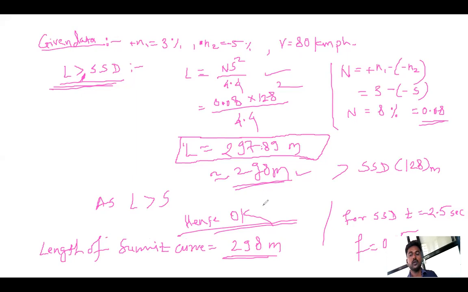If the length will be less than SSD, then we have to go for the second assumption, that L is less than SSD. If the length is less than SSD, the formula will be different. But here, L came as greater than SSD, so no problem. Our assumption is right, hence it is okay.